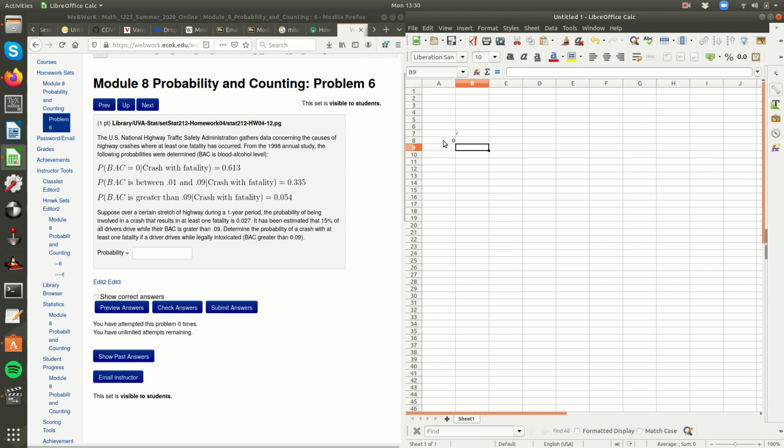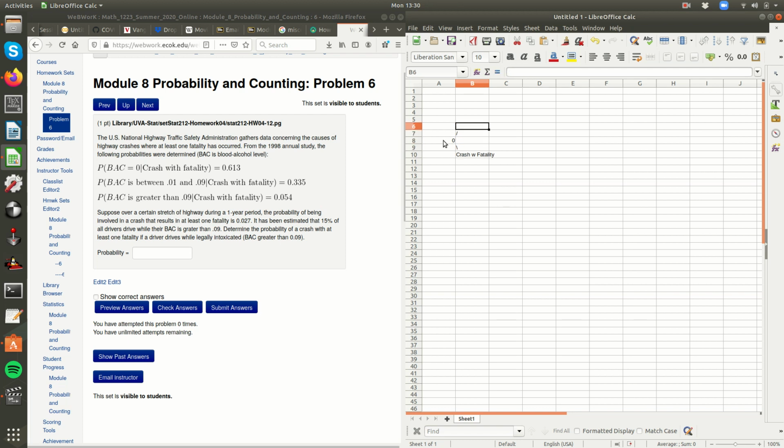Actually, I don't see how to do that on the keyboard. Oh, there it is, that one. So it's like I went down, right? Okay, so what do we want to do here? My conditionals are all about crashes, right? So I need a crash. Crash with fatality.